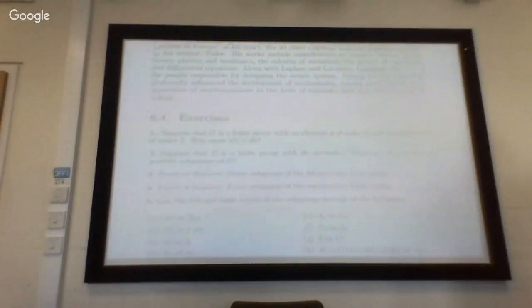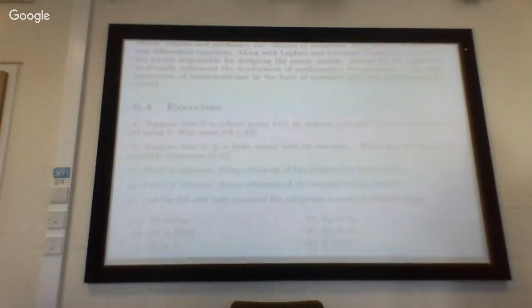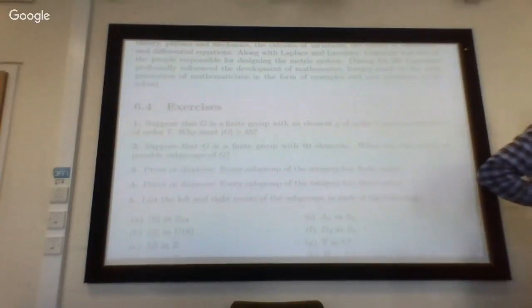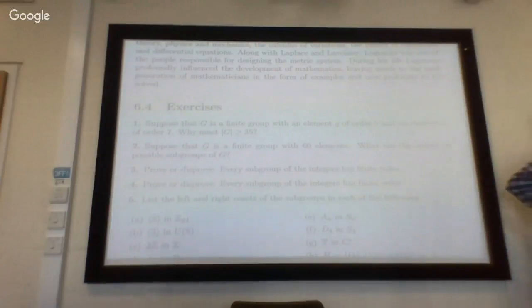Well, these just test your ability to make some arguments here. So what about question 1? G is a finite group with an element of order 5 and an element H of order 7. Why must the order of G be at least 35?